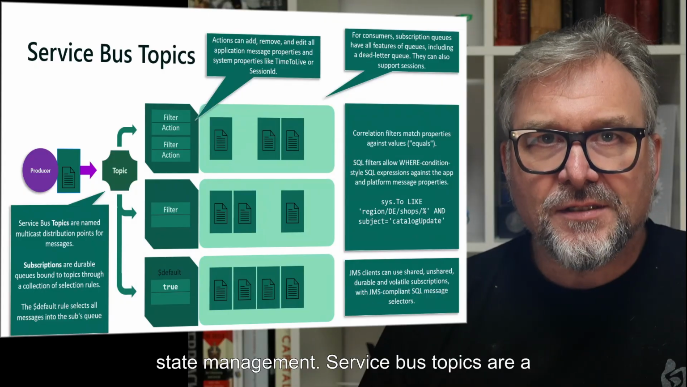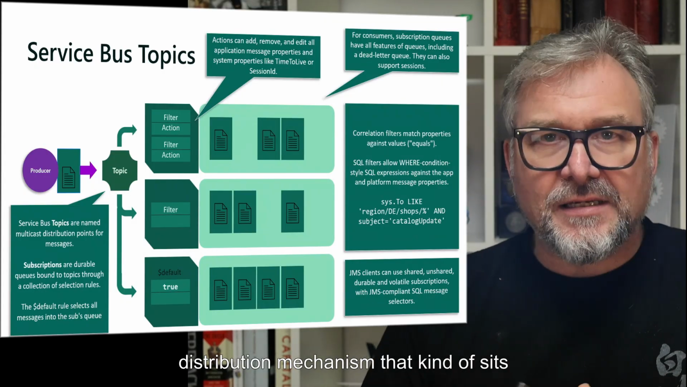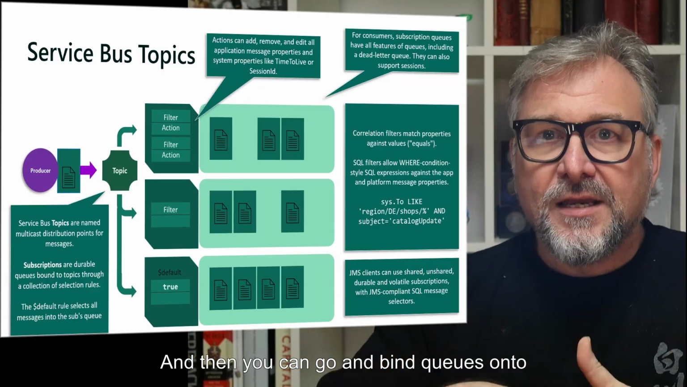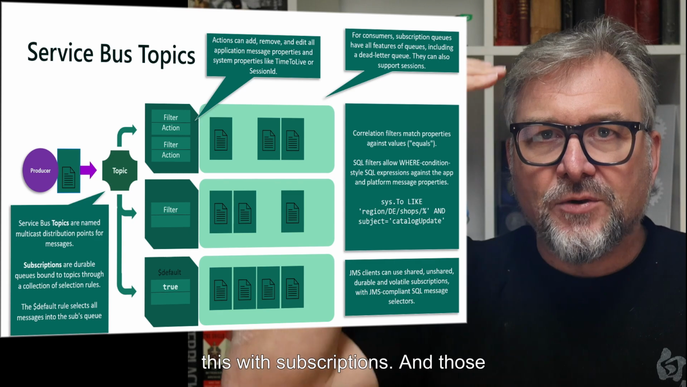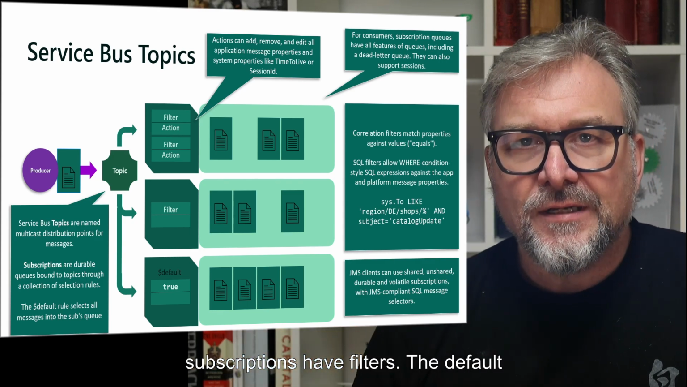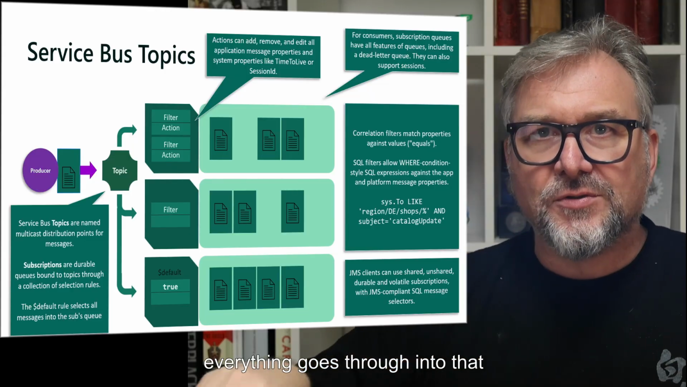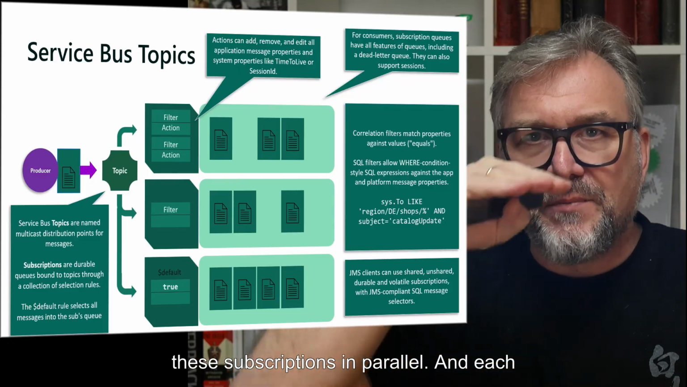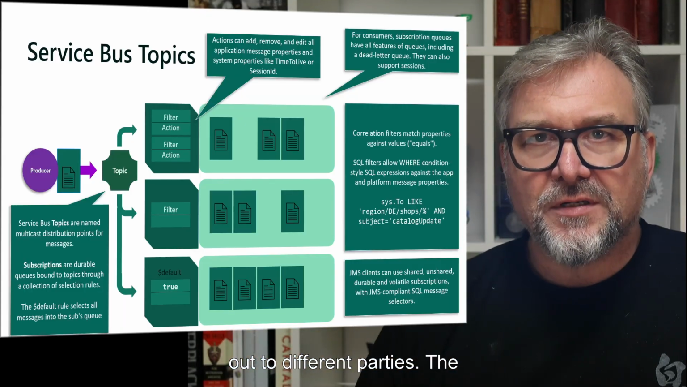Service Bus topics are a distribution mechanism that sits on top of the queues, if you will. So you send data to a topic, that's an address, and then you can bind queues onto this with subscriptions. And those subscriptions have filters. The default filter is a true filter, so everything goes through into that subscription. And you can have multiple of these subscriptions in parallel, and each of them gets a copy, so you can fan out to different parties.